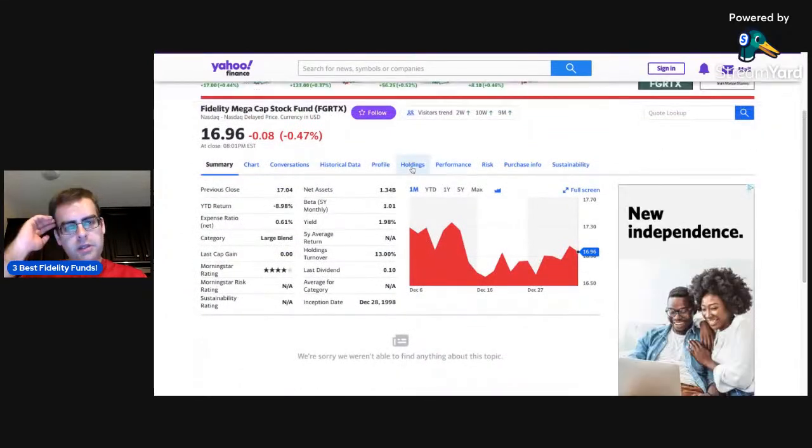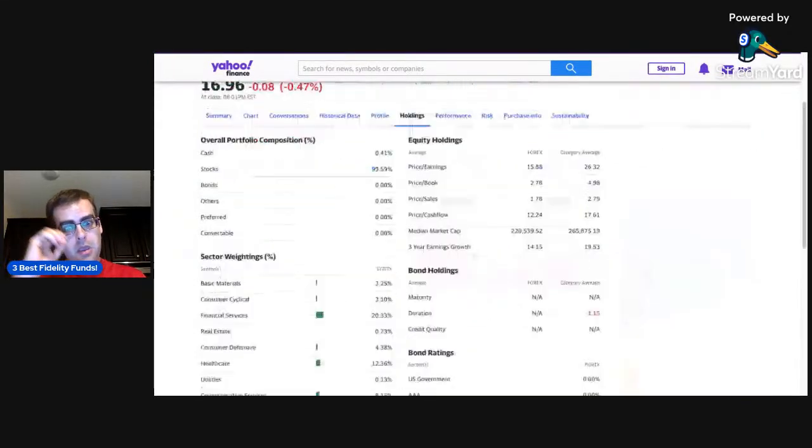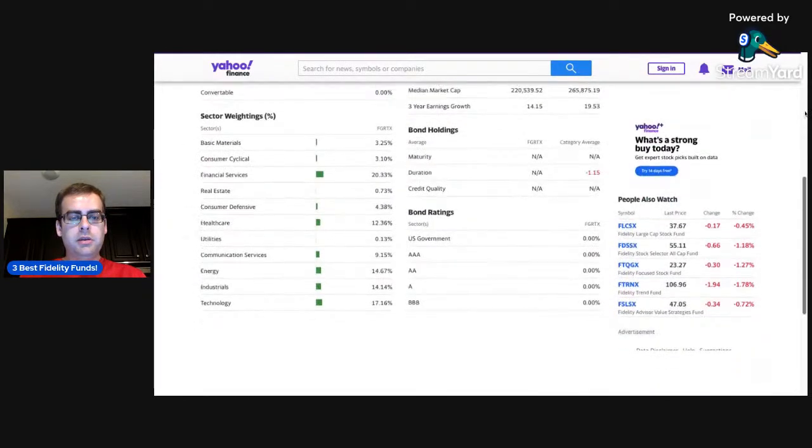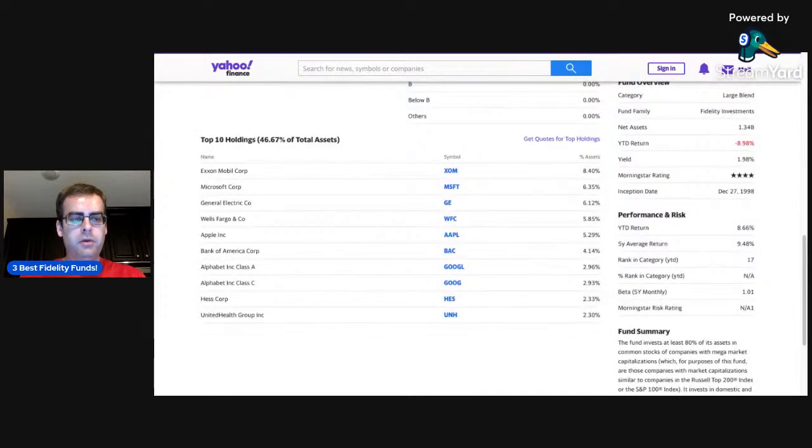Okay, let's look at holdings here. And then, since I like talking about macroeconomic commentary, I might just look at what's on the horizon for tomorrow. Okay, I didn't go into this one. My apologies. Okay, so this is actually an ExxonMobil, Microsoft, General Electric, Wells Fargo, Apple, Bank of America, both shares of Alphabet, Hess Corp, and United Healthcare. So some diversification here. Inception date, 1998. Wow, that's an oldie. Oldie but goodie.